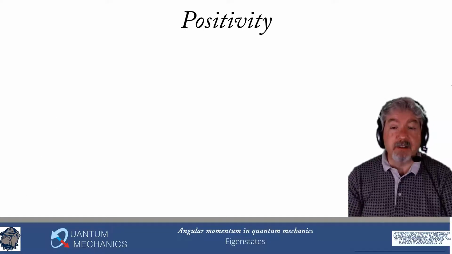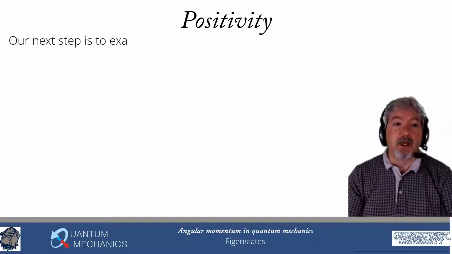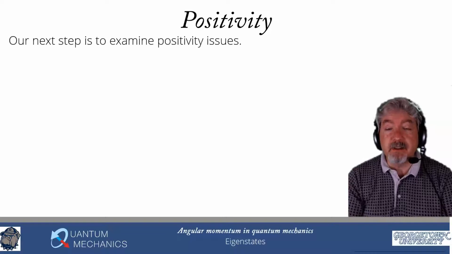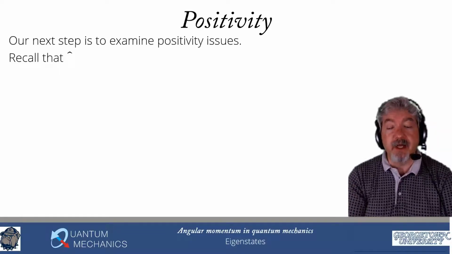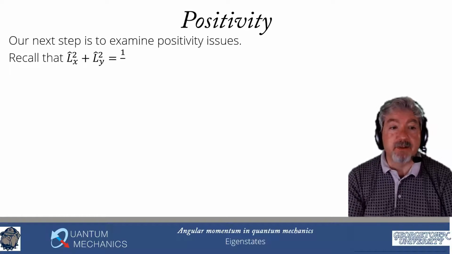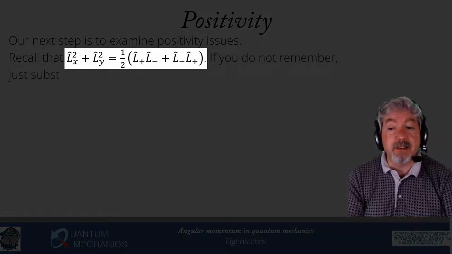All right, now we have to consider something that's very important that I already alluded to earlier at the beginning of the lecture: positivity. We're going to use positivity to determine some constraints on these eigenvalues and how the L eigenvalues are related to the M eigenvalues. So first recall that Lx squared plus Ly squared can be written as 1/2 (L plus L minus plus L minus L plus).